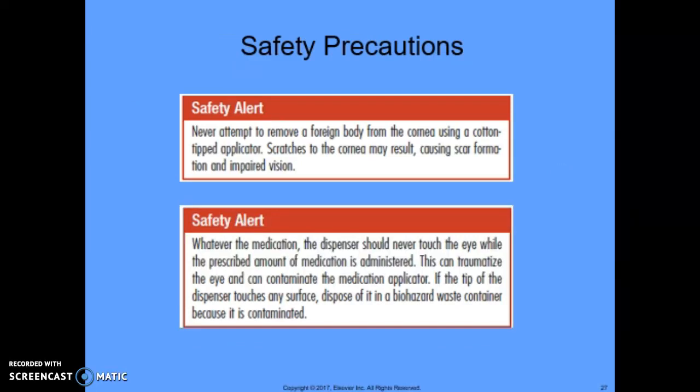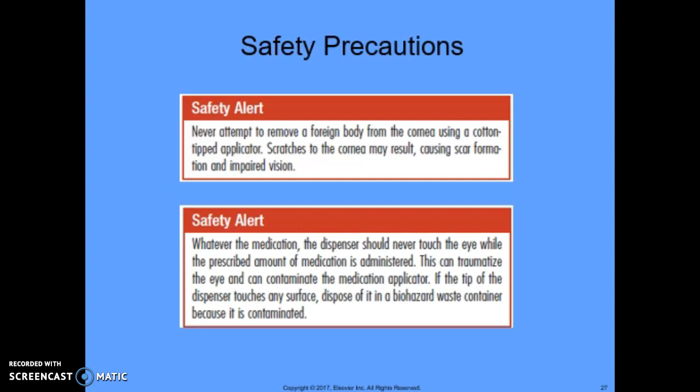So please take a look here. You can find this in your book again. It's talking about safety precautions. We never attempt to remove a foreign body. So you can tell that I'm telling you this again, so I really want you to remember, okay? From the cornea, using a cotton tip applicator, this scratches the cornea and may result in scar formation and impaired vision. Also, whatever the medication, the dispenser should never touch the eye while the prescribed amount of medication is administered. This can traumatize the eye and can contaminate the medication applicator.